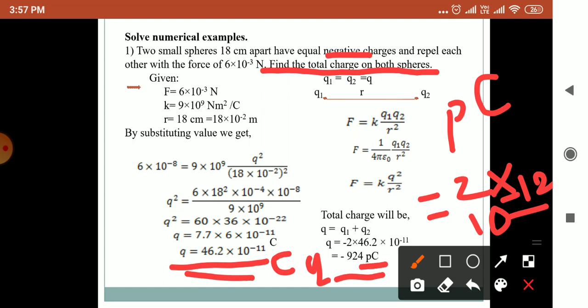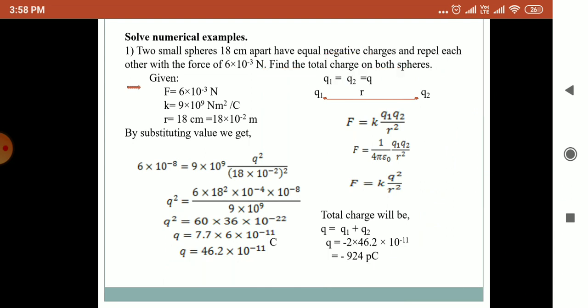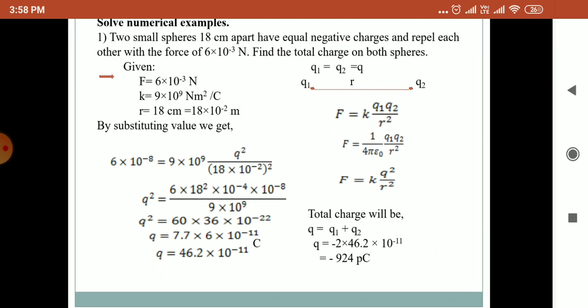Is it right for you? Just go through this and practice this numerical. If you have any doubt, then comment on it.